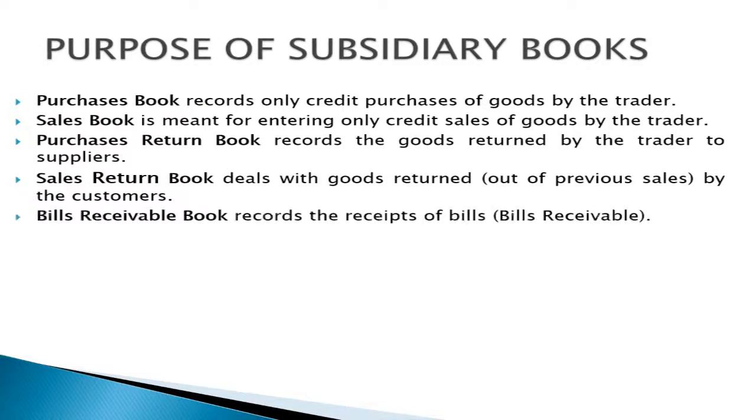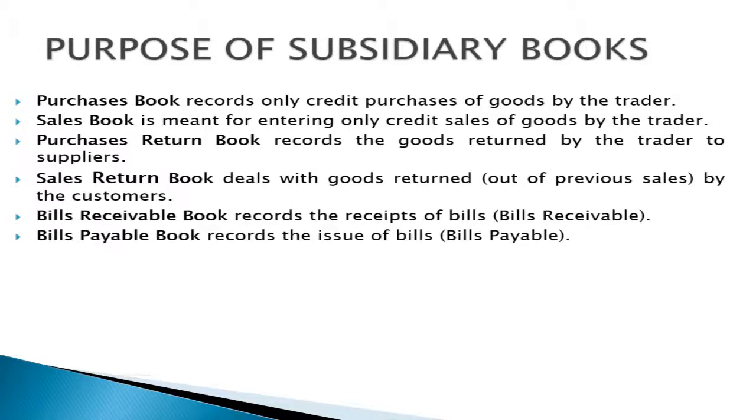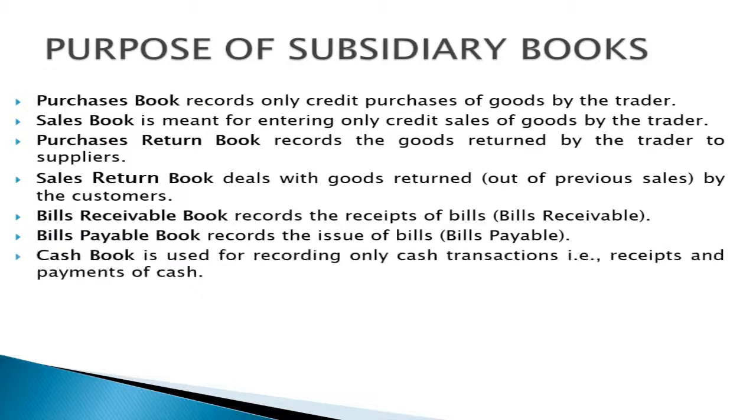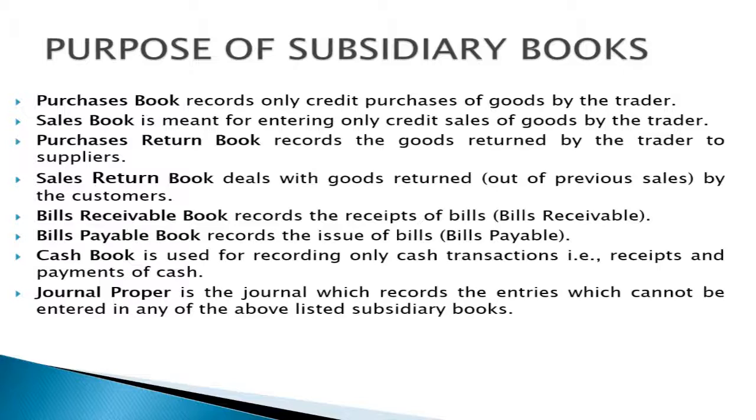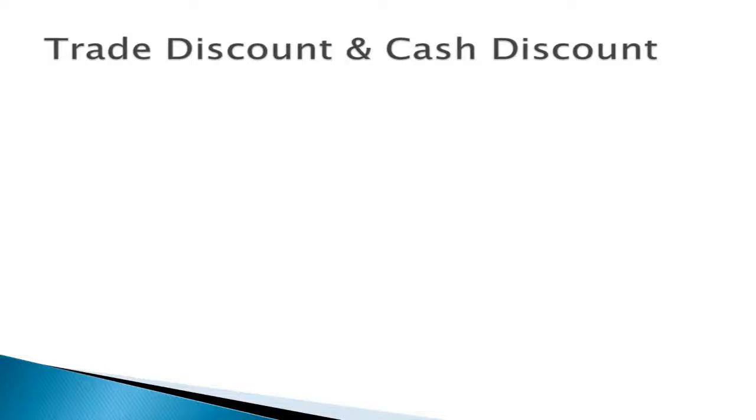Bills receivable book records the receipts of bills, that is, bills receivable. Bills payable book records the issue of bills, that is, bills payable. Cash book is used for recording only cash transactions, that is, receipts and payments of cash. And the last one is journal proper. Journal proper is the journal which records the entries which cannot be entered in any of the above listed subsidiary books.